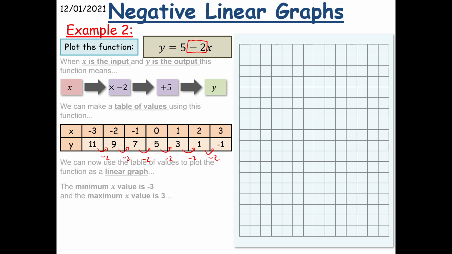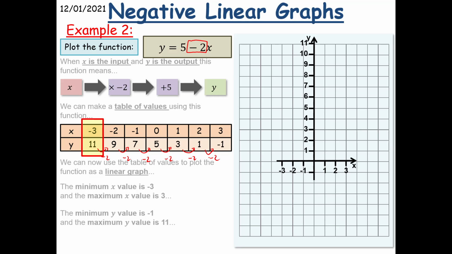So let's go ahead and draw those points on a graph. So we got minus 3, 11; minus 2, 9; minus 1, 7; 0, 5; 1, 3; 2, 1; and 3, minus 1. Join together with a straight line. And remember, it should be a straight line. And that's how we go about drawing the function y equals 5 minus 2x. Don't forget to label your x and y.